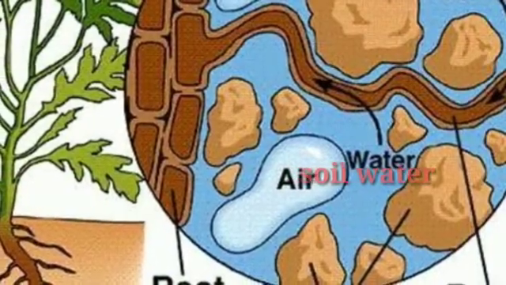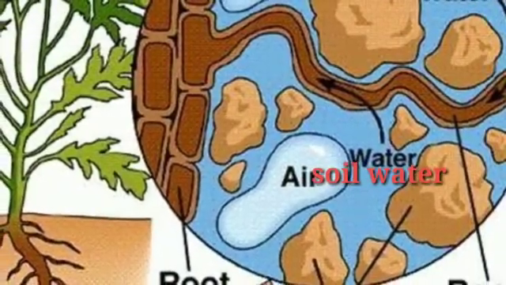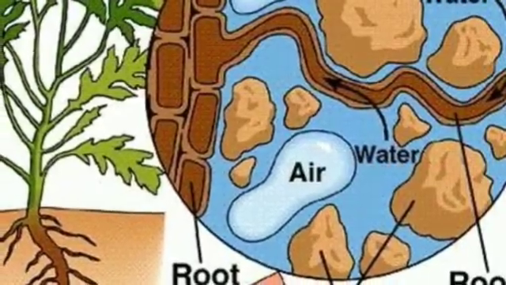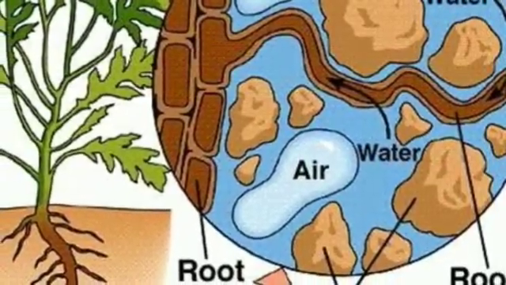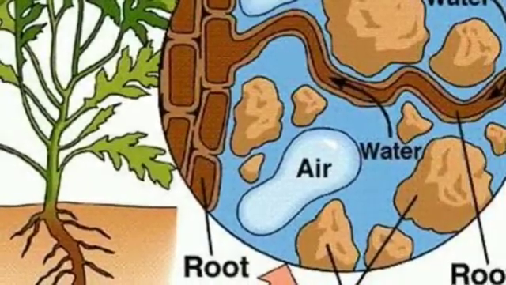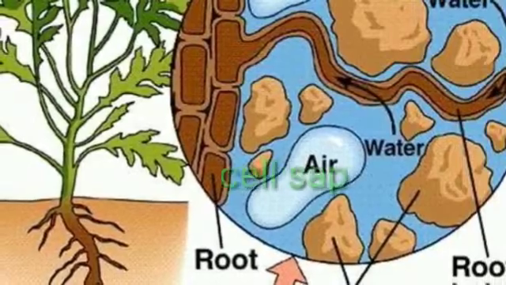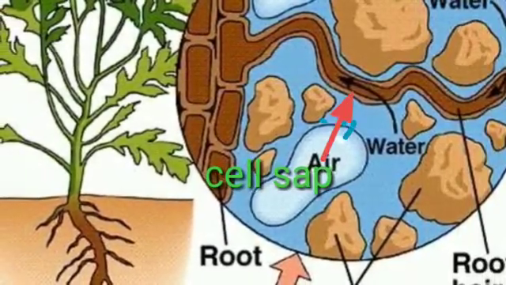Water present between the soil particles is called soil water. Root hairs grow out into the spaces between the soil particles. The cytoplasm of the root has salts and sugars. It is called cell sap.